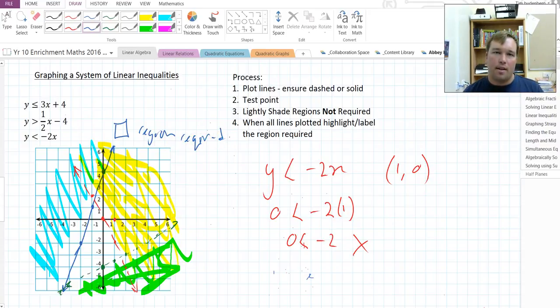Right. Now, that is how to plot systems of linear inequalities. And we'll go into how to use this skill in more applied problems in the next video.